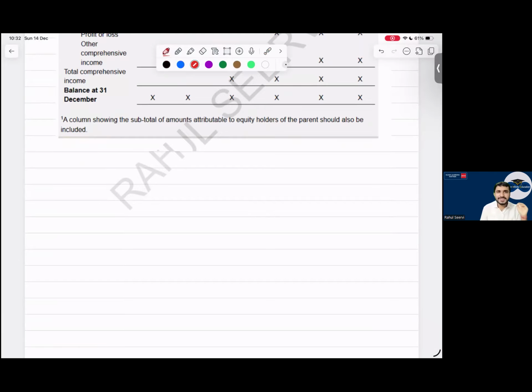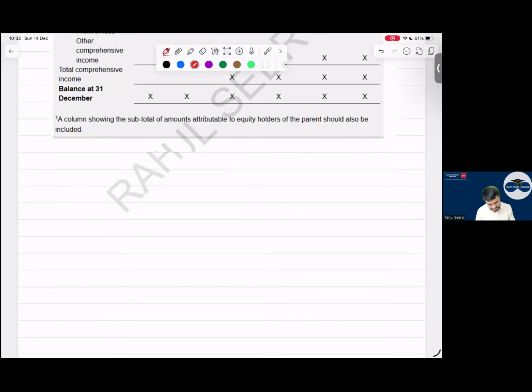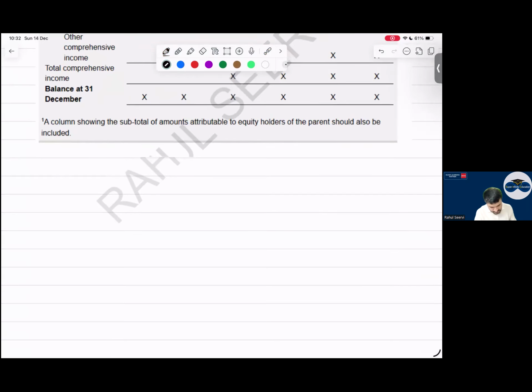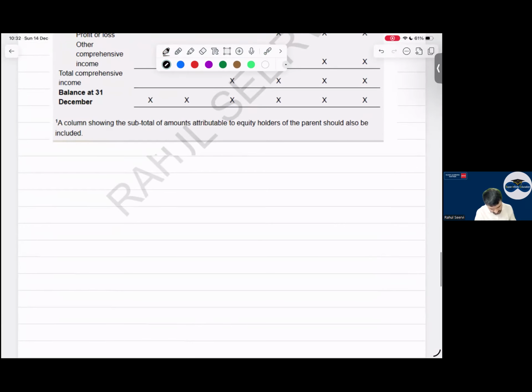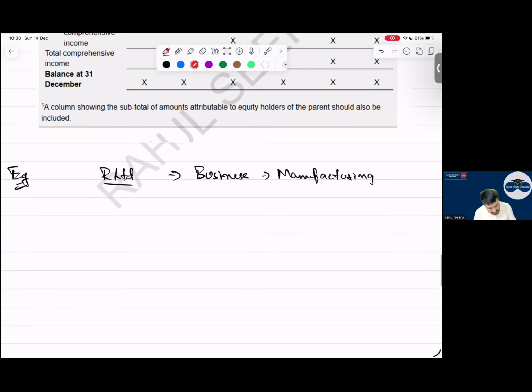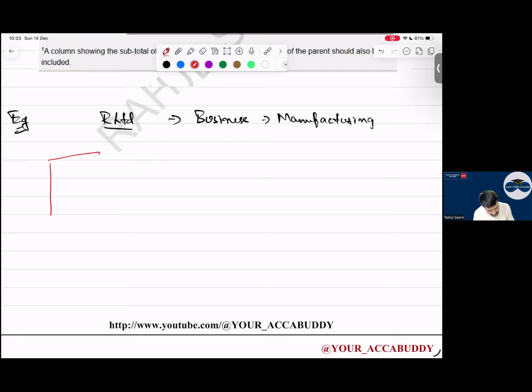Now I will take the basic part, which you have to understand. Now you only will say me the answer, I will not say it. Everyone, listen here. I take an example. This is R Limited. R Limited, what is its business? Manufacturing. R Limited has an office building.